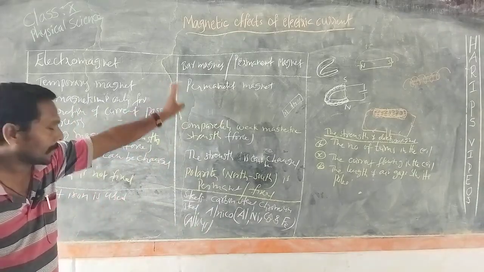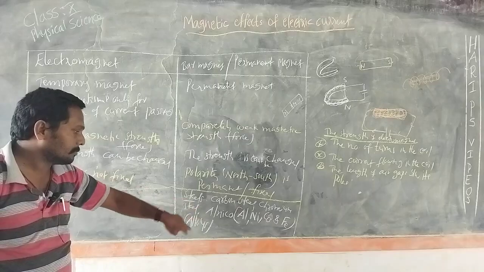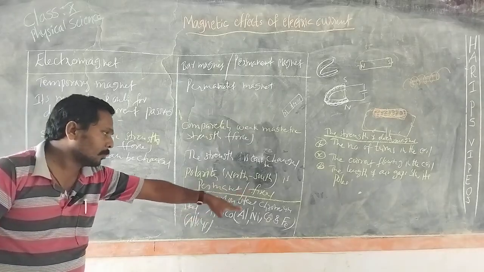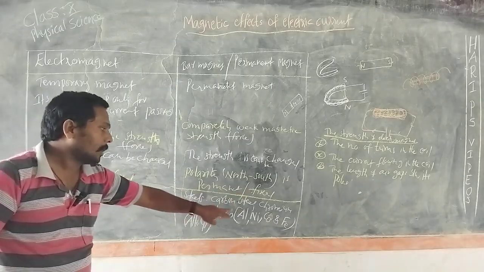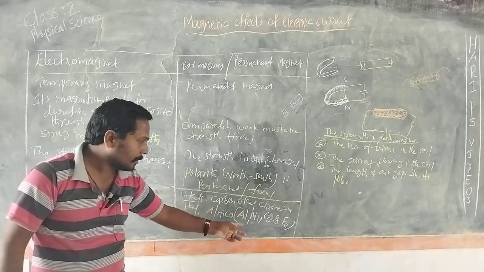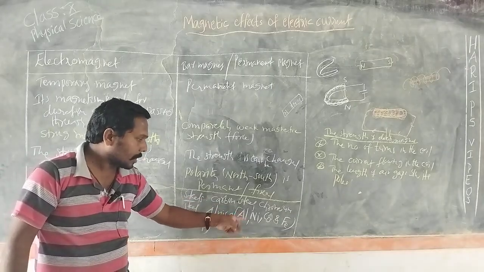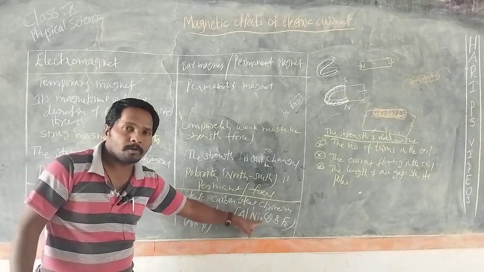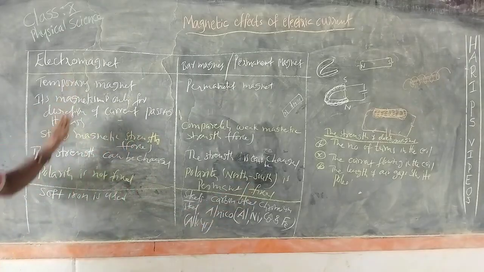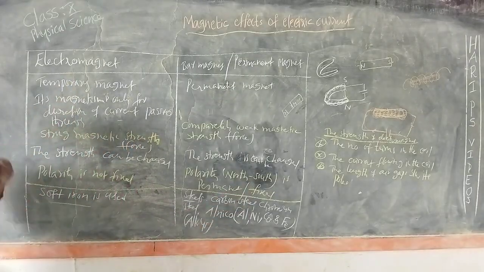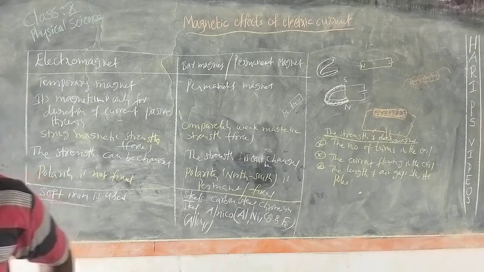So bar magnets, or permanent magnets, are made of steel alloys: carbon steel, chromium steel, alnico. Alnico is a mixture, another kind of alloy, a combination of aluminum, nickel, cobalt, and iron. But electromagnets are made of only soft iron.